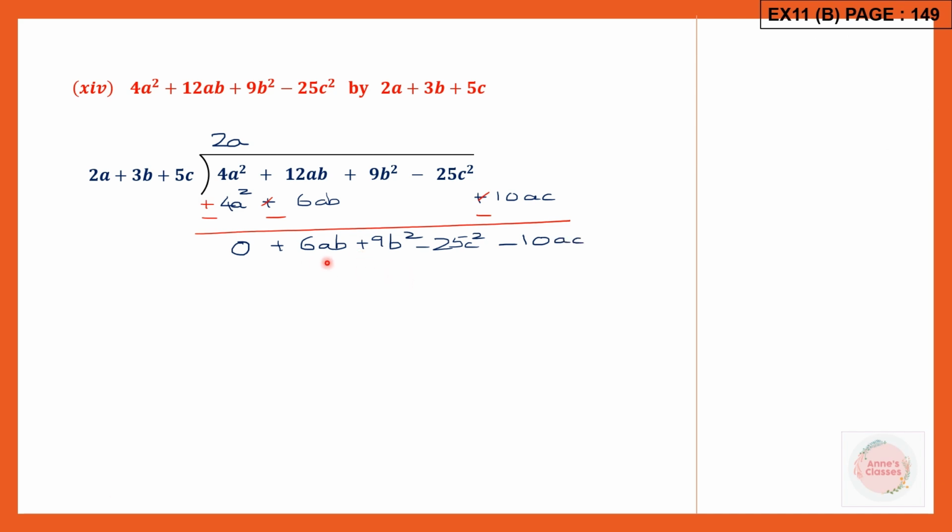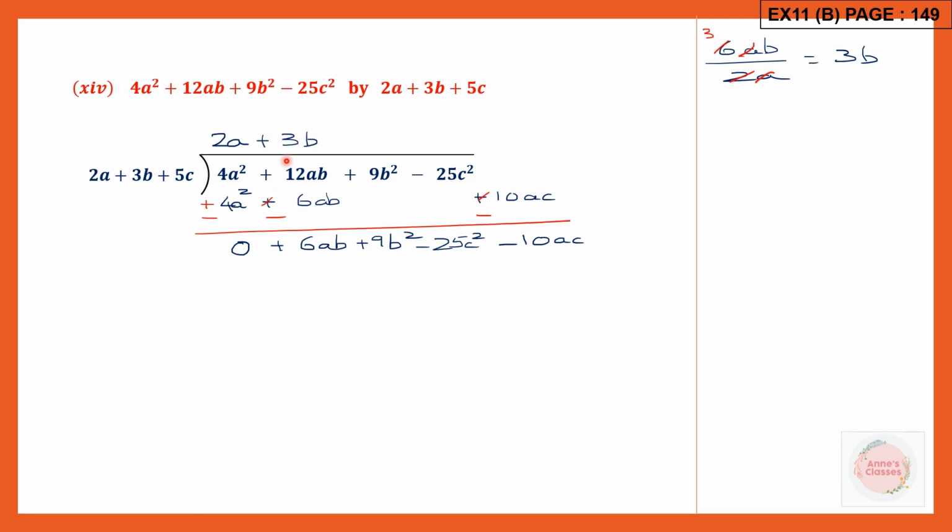So now we have a new dividend. Take the first term and divide it by the first term here. So we have 6ab divided by 2a. So we can cancel 2 and 6. 2 3s are 6. So you can cancel a and a. So what is left is b. So what do we have? 3b. So take the 3b and write it here next to 2a in the quotient. So that becomes plus 3b.